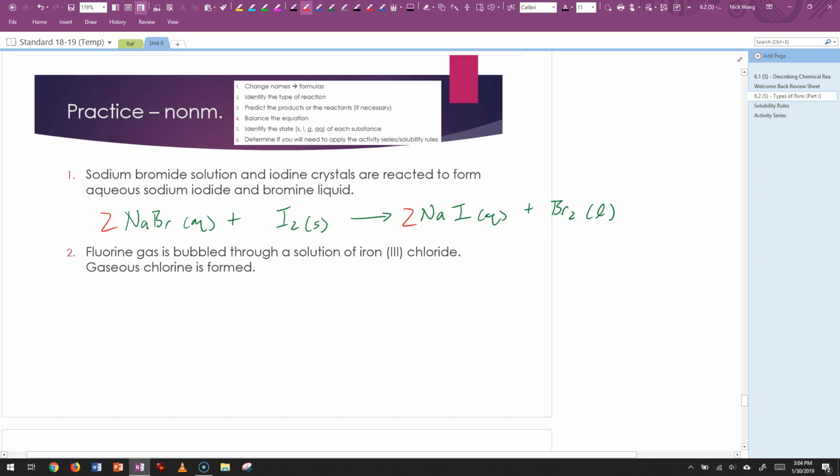All right, so again, how do we know this is a single replacement? Well, the nonmetal I is going to replace the nonmetal Br. And therefore you end up with NaI, and then Br2, diatomic bromine, and diatomic iodine. Let's try the second one.